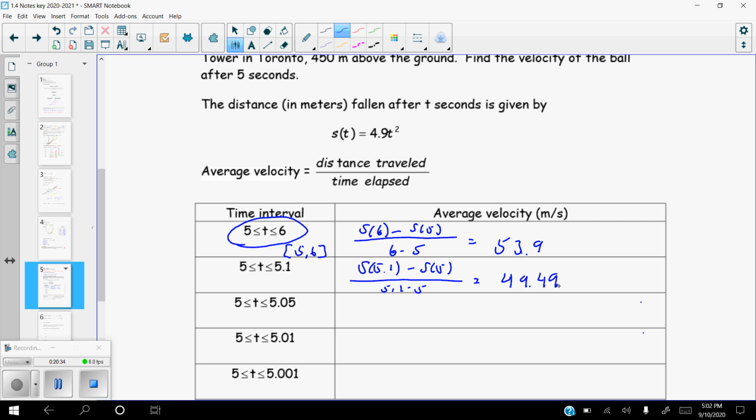So let's get a little closer. Instead of 5.1, now let's go 5.05. So 0.05 is closer to 5 than the 0.1 was. So again, it's going to be S of, this will be the last time I write this part, S of 5.05 minus S of 5 over 5.05 minus 5. And then we're going to go ahead and plug that in the calculator, and you get 49.245.